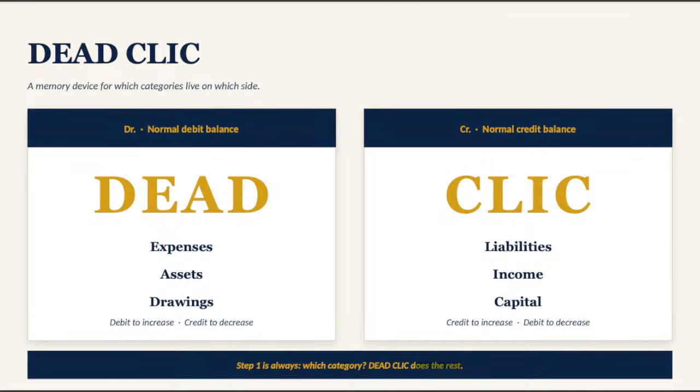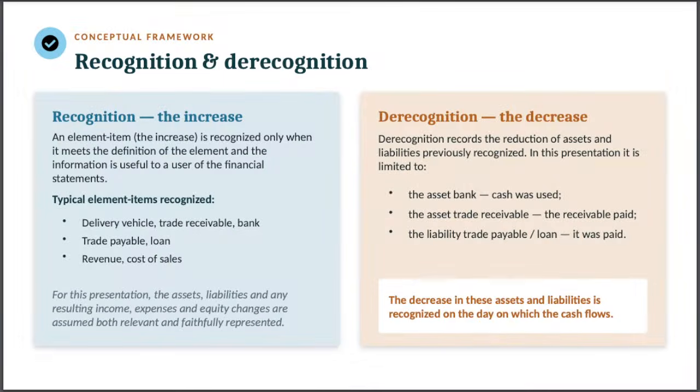I just want to bring this little mnemonic device back here for us so that we can be aware of it as we go along, because it's going to be expected, of course, that the assets go on the debit side. Okay, so here's our conceptual framework. We have, as we saw before, the word recognition, and we have derecognition. So recognition is the increase. An element item, the increase, is recognized only when it meets the definition of the element and the information is useful to a user of the financial statements.